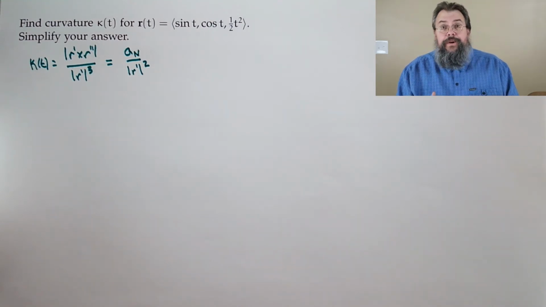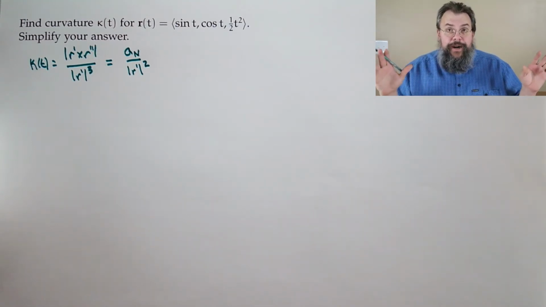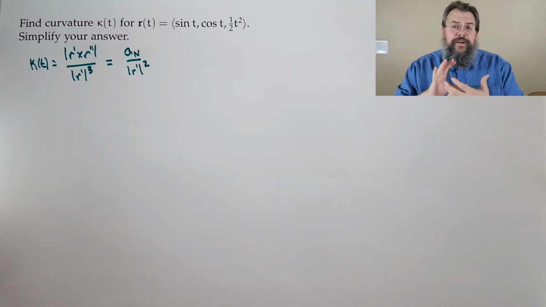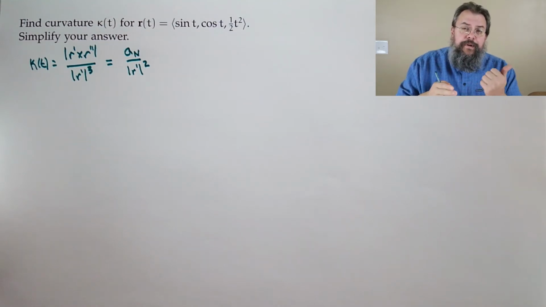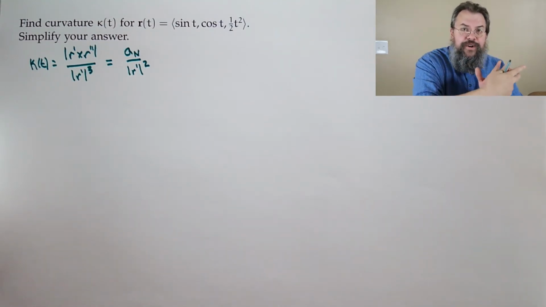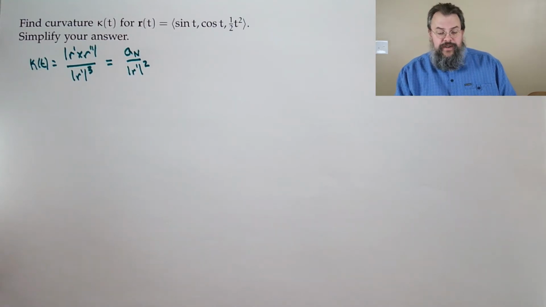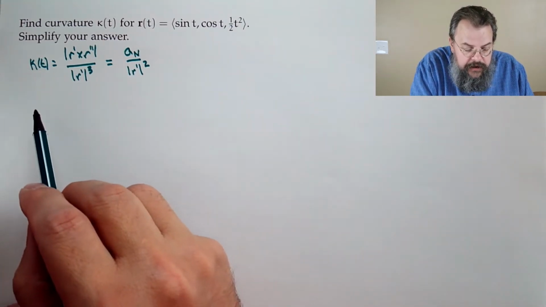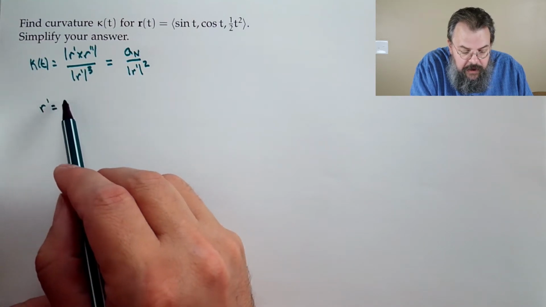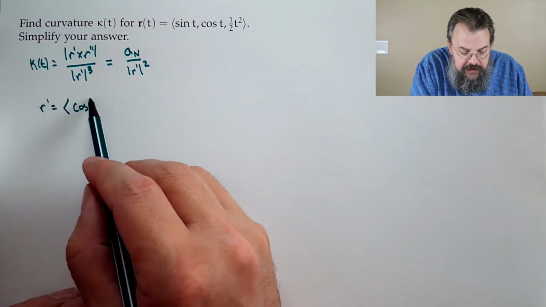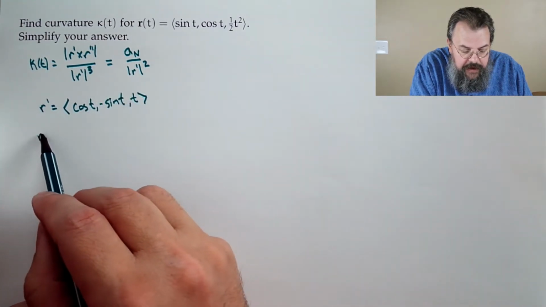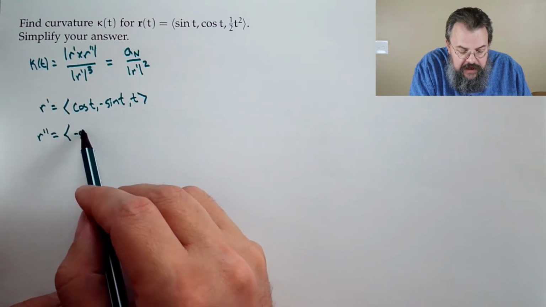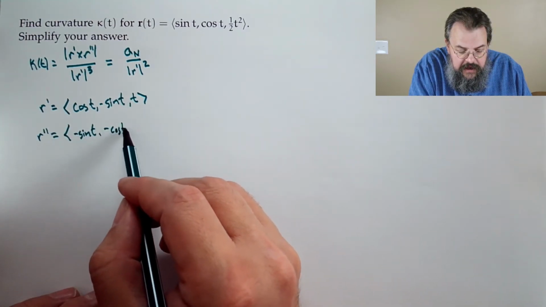What do we need? Well, we definitely need to take r prime and r double prime. That's just unavoidable, no matter what. And it makes sense, because if you want to know how the curve is behaving, r prime gives us direction, and r double prime is acceleration, that's turning. That's a turning motion. So there should be a nice connection with our second derivative. So let's write those down. R prime is, well, take it entry by entry: cosine, negative sine, and t. R double prime: negative sine, negative cosine, and 1.